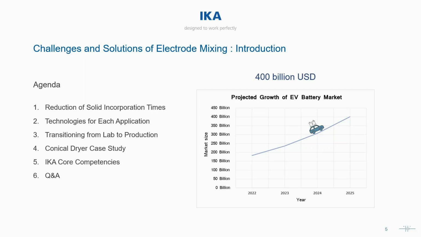We can see, as illustrated by the graph on the right, that there is also a strong financial incentive to learn about battery manufacturing and particularly electrode mixing. We see that the projected growth of the global EV battery market is projected to hit $400 billion by 2025. So we have explosive growth, and we have the desire to produce non-explosive cells, right? We've all seen the headlines. We want to produce batteries that are durable, efficient, and safe.